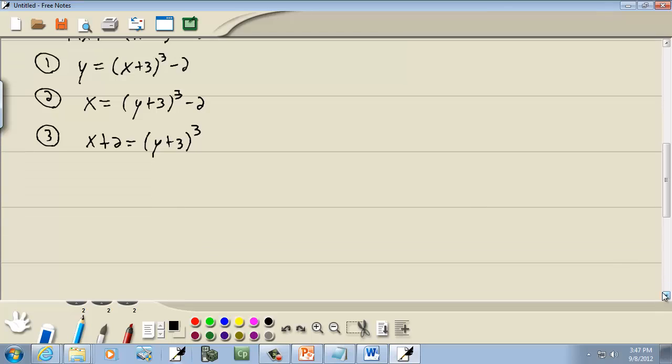Now we looked at this in a previous section. If you got a fractional power, you can raise both sides to the reciprocal of this. Well, if I were to put this into fraction form, it'd be 3 over 1. So we're going to take both sides to the 1/3 power.